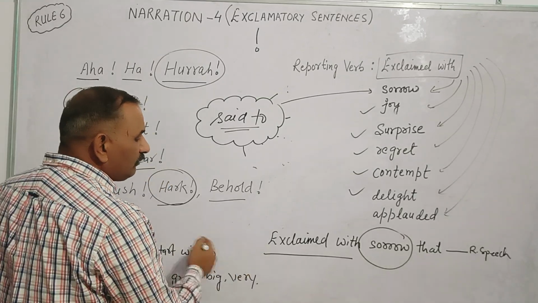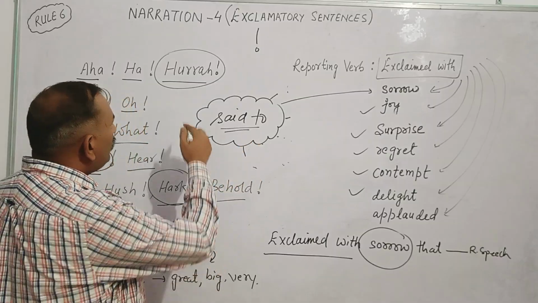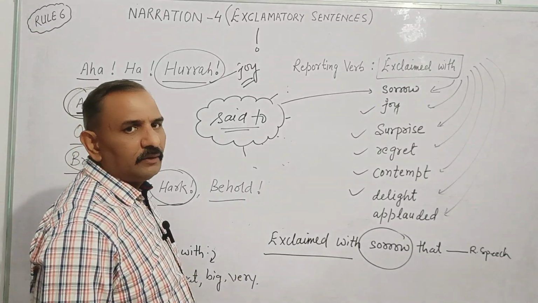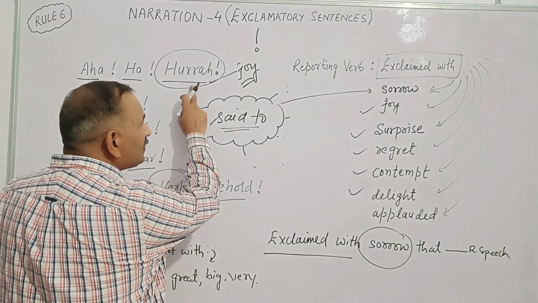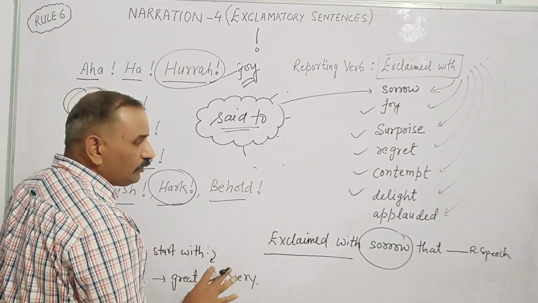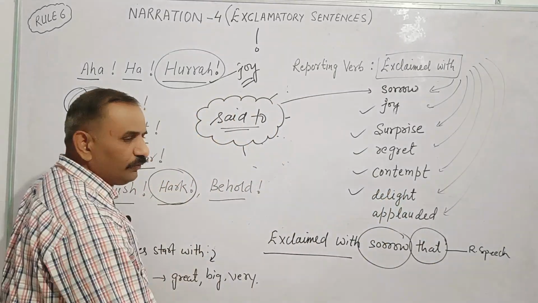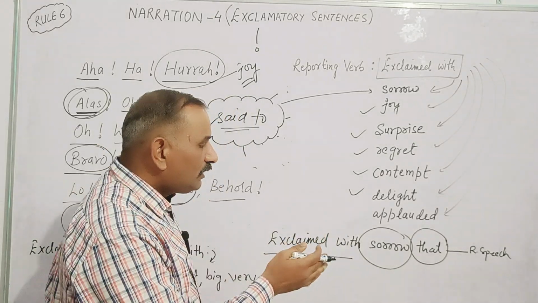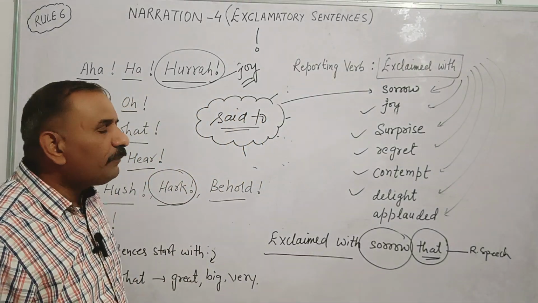Suppose he said, hooray, we have won the match. Hooray represents joy, delight, happiness. So we will say he exclaimed with joy. After that, you will use the conjunction "that" before the reported speech. The reported speech is in inverted commas; before changing it, we will use the conjunction "that" also. Got it?